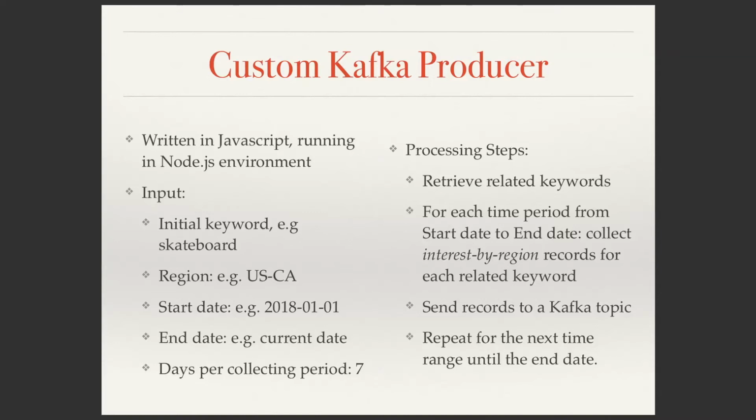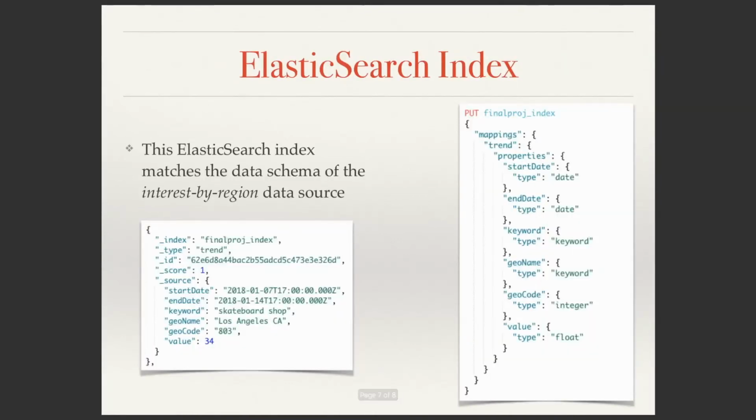It first retrieves related keywords to the initial keyword. Then, for each time period, from start date to end date, it collects interest by region records for each related keyword to send to Kafka topic. Repeat for next time range until the end date. Here is my Elasticsearch index mappings with the same schema as the data source.